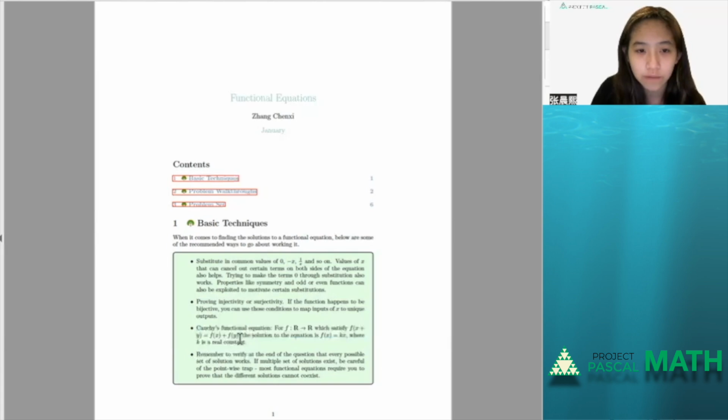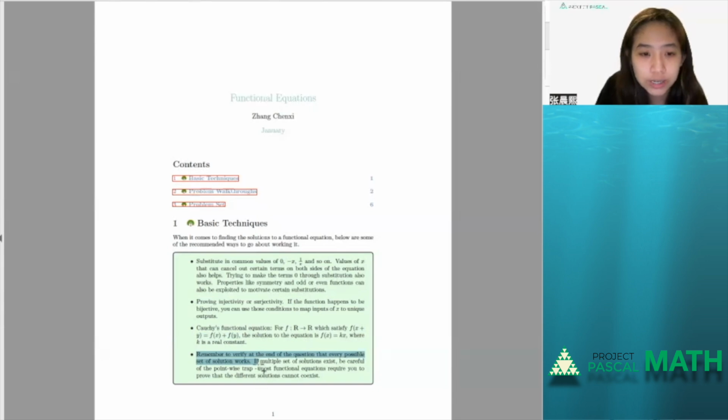The other one is the Cauchy functional equation. Basically, when you have a function of this form, you know that the solution to this equation has to be of the form f(x) equals kx, whereby k is a constant. And it's very critical to remember to verify at the end of the question that every single one of your solutions works. Otherwise, you might be deducted points for it.